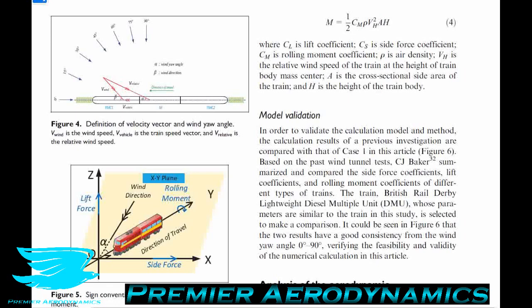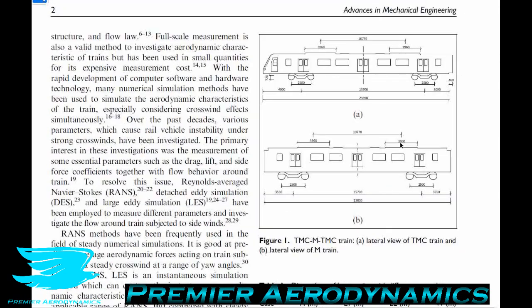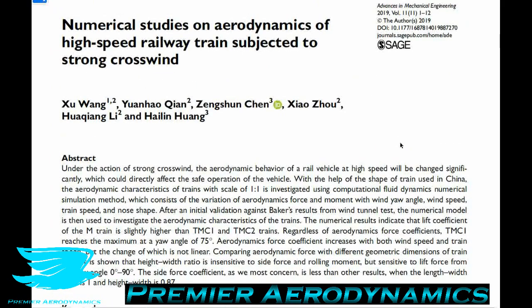In this podcast, we are looking at the aerodynamics of high-speed trains in crosswinds. We'll go through the general aerodynamics as to how certain modifications affect the lift, side force, and rolling moment, including how the nose of the train affects these values. And to do that, we'll be looking at a paper called Numerical Studies on Aerodynamics of High-Speed Railway Trains Subjected to Strong Crosswinds. You can find this in the link in the description. It's open access, so you can play along at home.